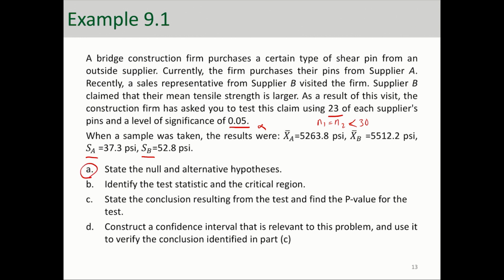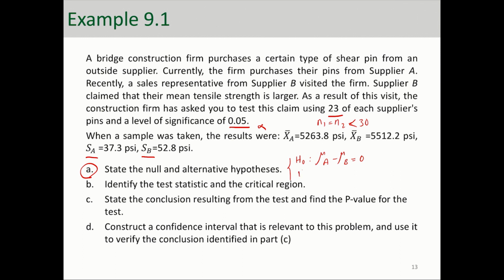So part A, state the null and alternative hypotheses. Because we're testing whether supplier B is greater than supplier A, right? So to test this claim, and this claim is that supplier B claimed that their mean tensile strength is larger, we want to test whether supplier B is larger than supplier A. The null hypothesis is always mu A minus mu B equals 0. For the most part, normally this value is 0, because we're looking at whether there's any difference between A and B.